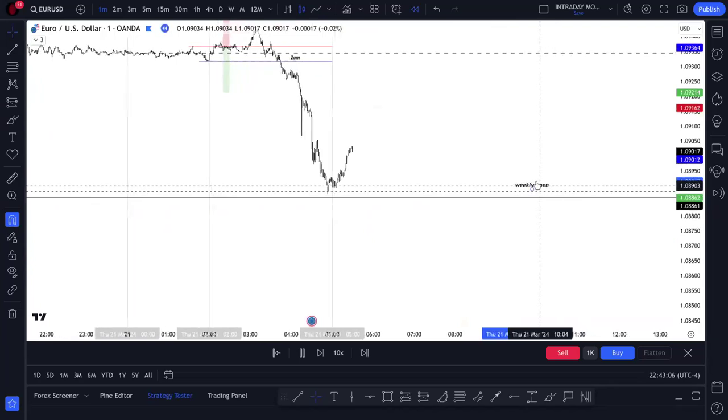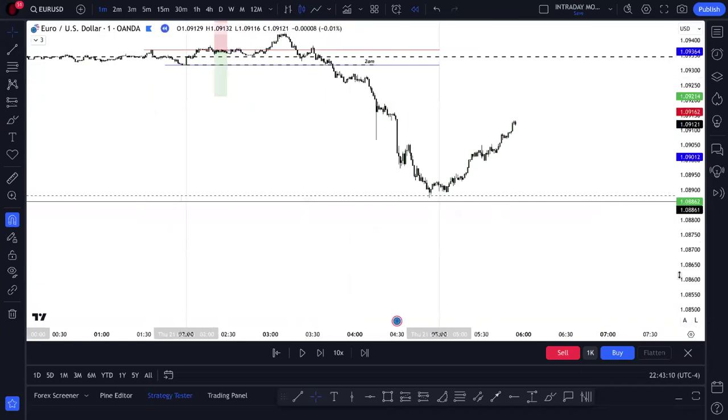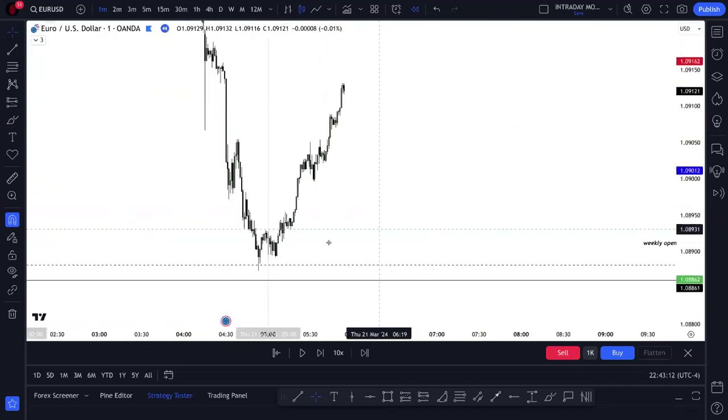Look at that. What's that? The weekly opening price. Hits it. Look at how it hits the weekly opening price and turns around.